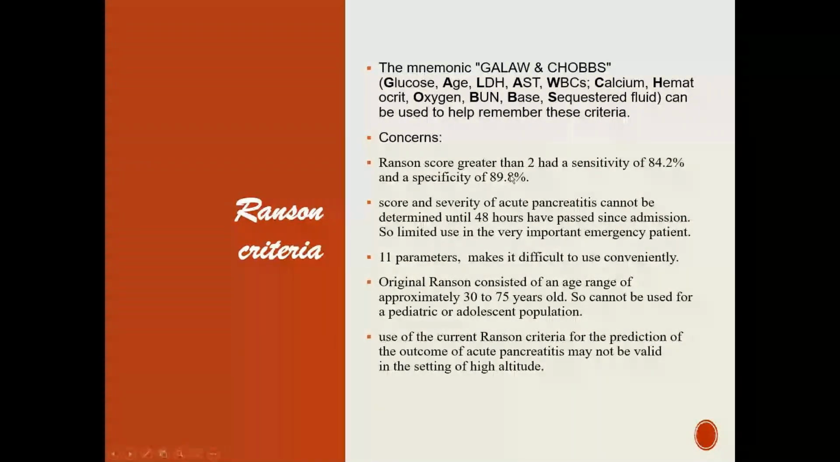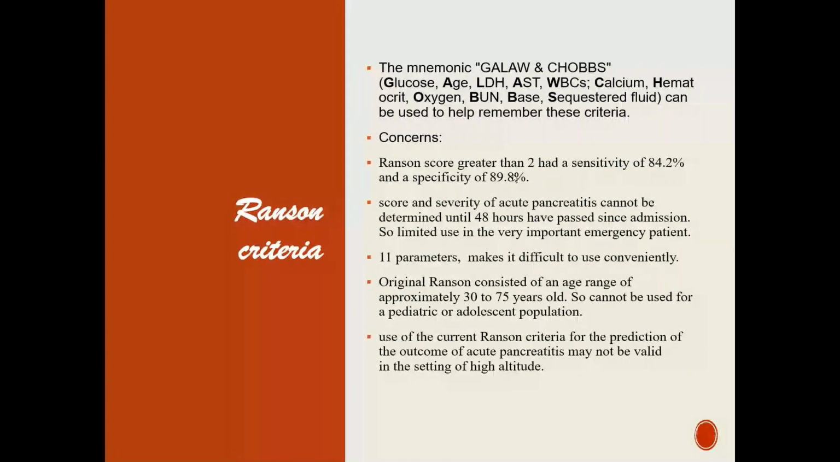So it's not 100%. Score and severity of acute pancreatitis cannot be determined until 48 hours have passed since admission. See, I told you the final score is available only 48 hours down the line. 11 parameters make it difficult to use conveniently. And the original Ranson criteria was made for patients between 30 and 75.